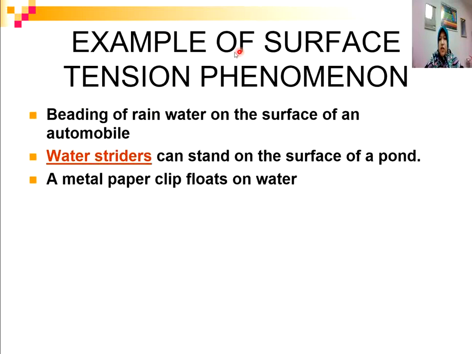These are examples of the surface tension phenomenon. The first one is the beading of rainwater on the surface of an automobile. The rainwater is in bead form. This is actually due to the surface tension, when the surface particles are attracted into the liquid, it makes the water droplet like a bead. The second example is water striders that can stand on the surface of a pond. We also can observe that a paper clip can float on water.